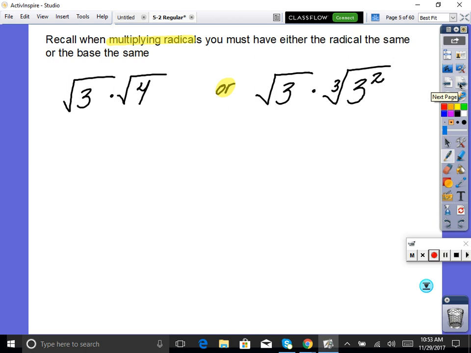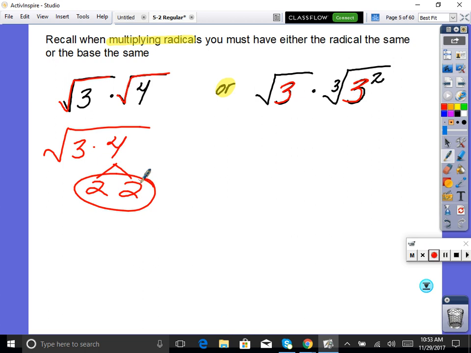Remember, when multiplying radicals, either the radical has to be the same or the base has to be the same. So look right here. Wouldn't this be the square root of 3 times 4 under the same radical? Which is, we'd break it down, so we'd pull out a 2. 2 root 3.